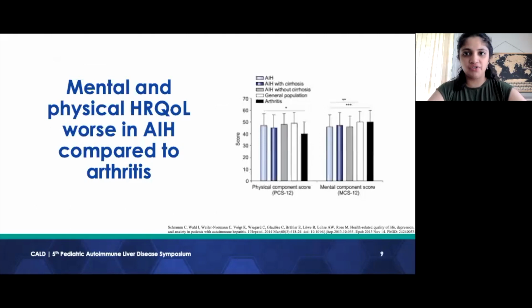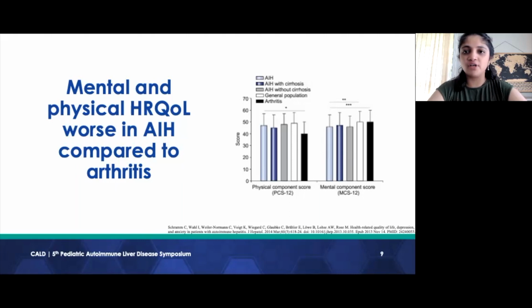Now, switching gears a little bit and talking more about autoimmune hepatitis. Like I mentioned earlier, we do not have any validated scores or tools to measure patient-reported outcomes or health-related quality of life in autoimmune hepatitis. And there is a scarcity of data or studies looking at these.